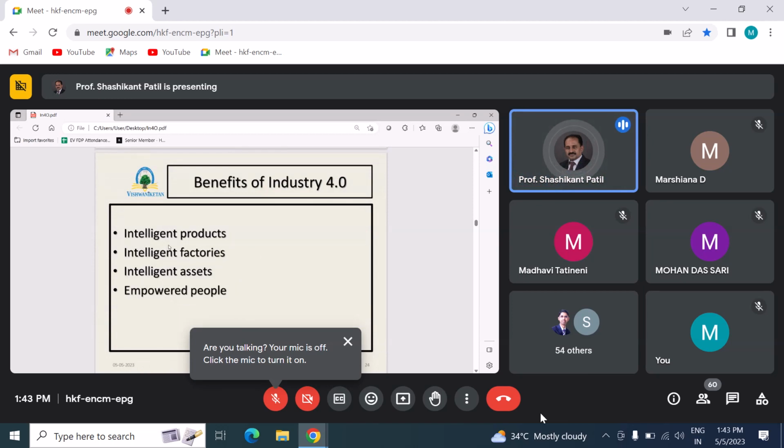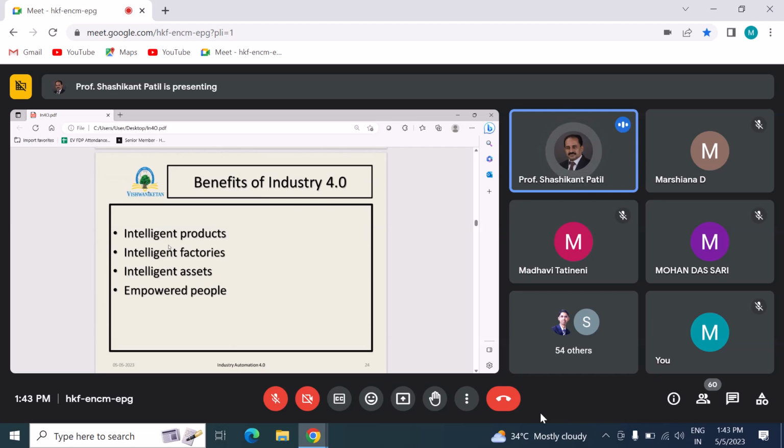If you see the main benefits: intelligent products, intelligent factories, intelligent assets, and empowered people. Intelligent products means decision making capability, that too in complex situations, optimization with reduced cost and more productivity. The word intelligent is applicable here because it has decision making capabilities exactly with one to one correspondence to the human being. Our machines will think like us and take decisions like us. They can declare their maintenance, they can declare when they are going to fail, they can announce that after a few days this part is going to be non-functional.